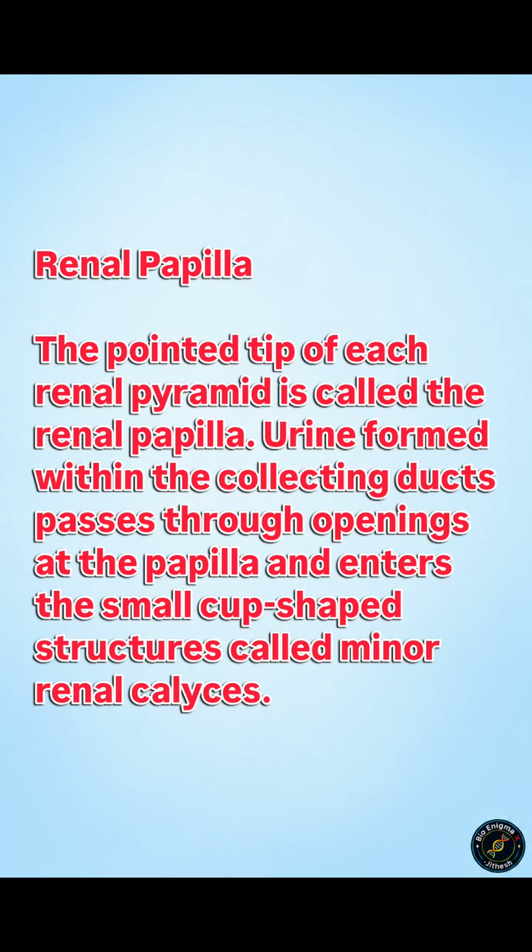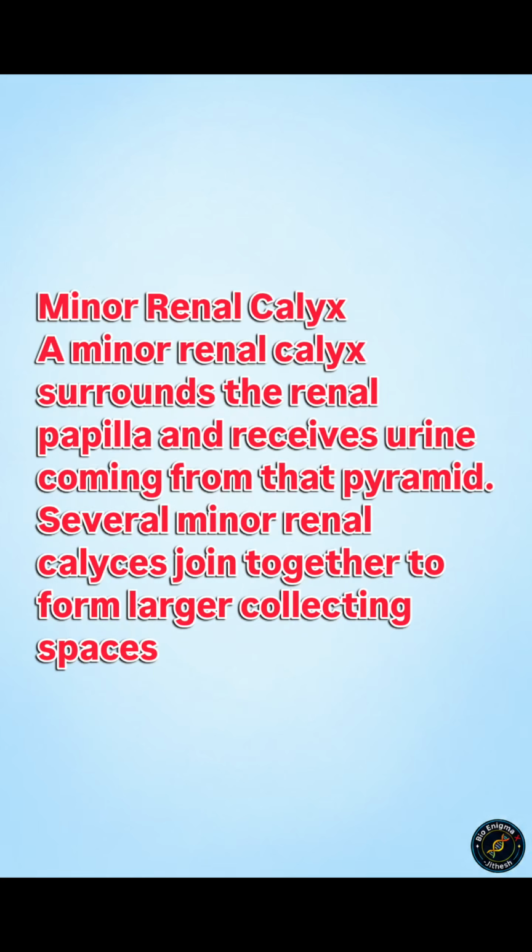Renal papilla. The pointed tip of each renal pyramid is called the renal papilla. Urine formed within the collecting ducts passes through openings at the papilla and enters the small cup-shaped structures called minor renal calyces.